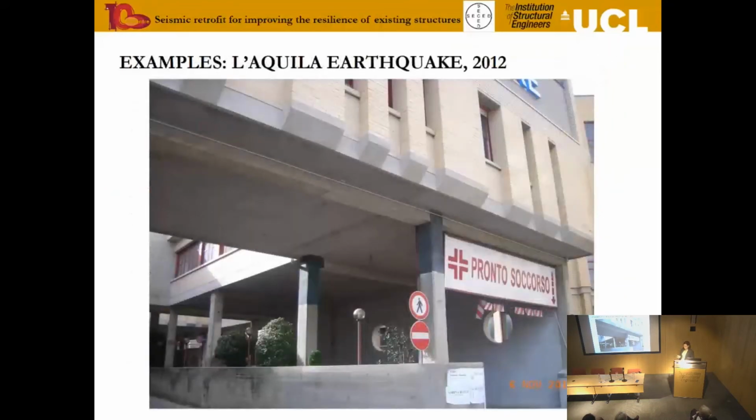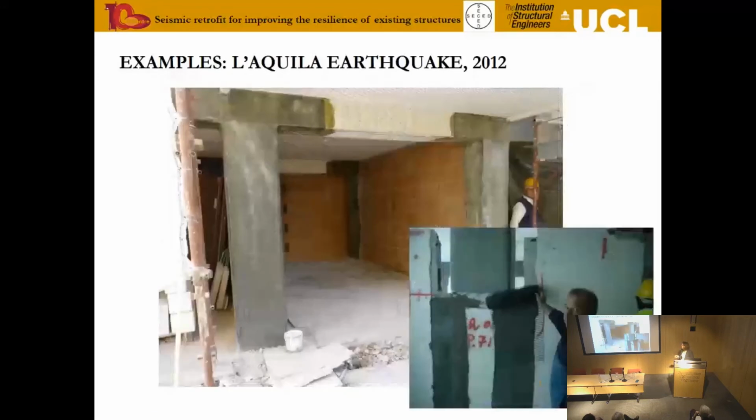So this is a picture from L'Aquila. What we see here is a wrapping of the columns. I want to just highlight that actually you have a relatively small beam, relatively small column, and an extremely large slab. Generally, slabs are not considered within the design of retrofit solutions, and this is an issue I'll be talking about. They are there. Why are we ignoring them?